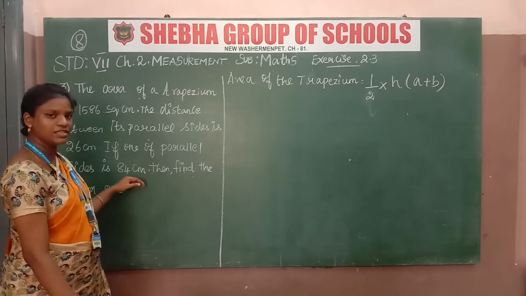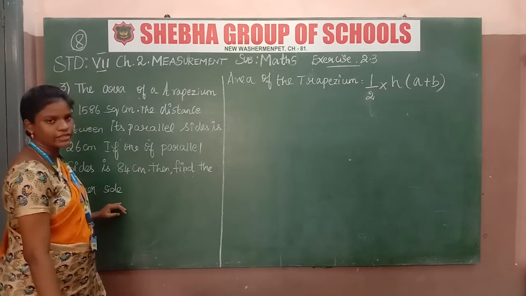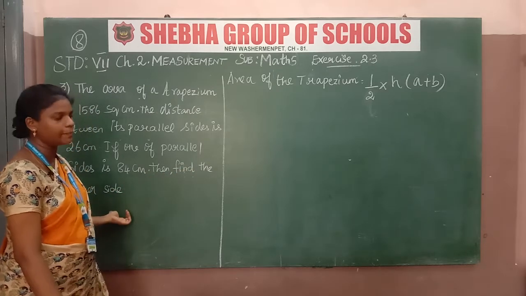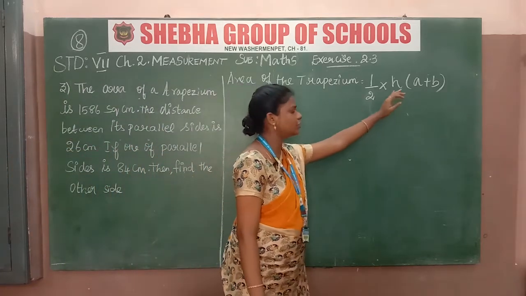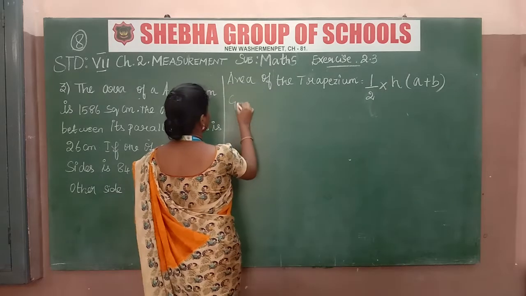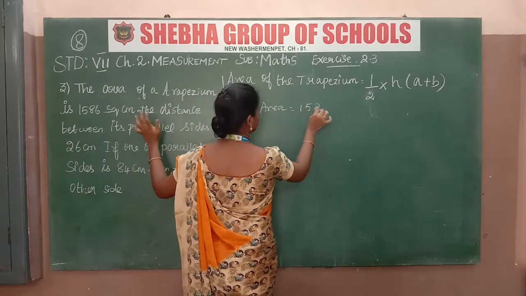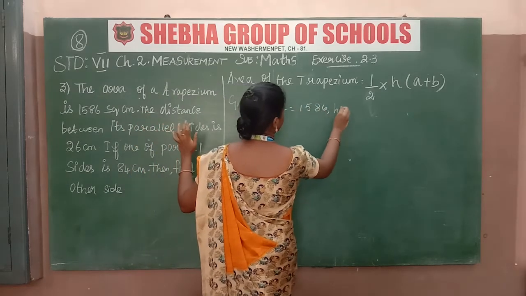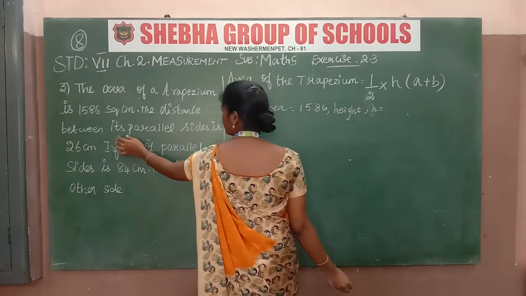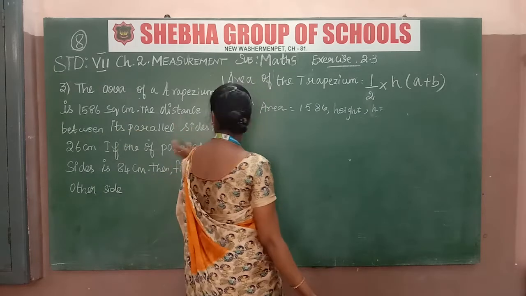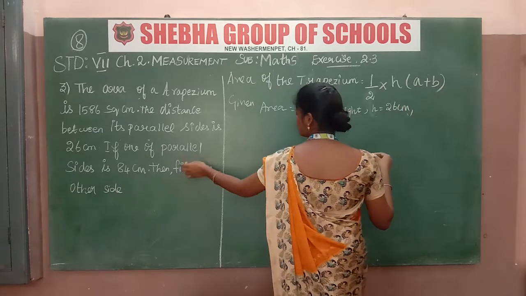One of the parallel sides means A. A value is 84 centimeter, and then they ask to find the other side. So we have to find the other side, B. This is the formula for the trapezium: 1 by 2 into H into A plus B. First, what is given? The area is given, so area is equal to 1586. And what is the value of the height? H is equal to 26 centimeter, the distance between the parallel sides. And then the A value is 84 centimeter.